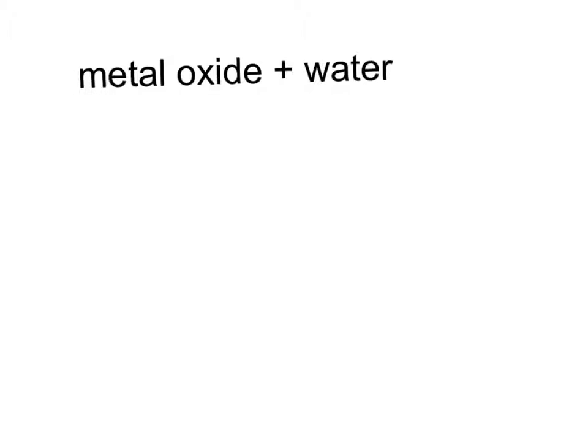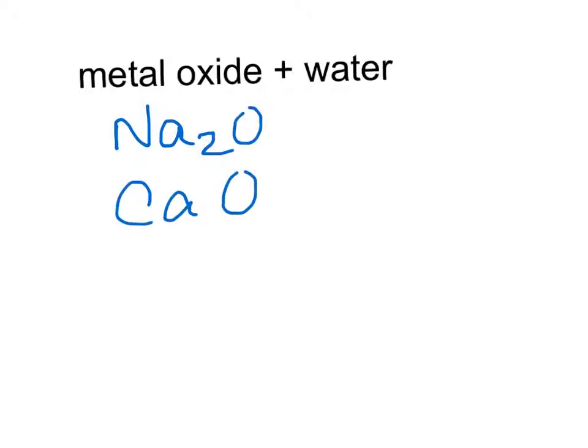The second type of synthesis reaction where you're going to form one compound is a metal oxide plus water. So a metal oxide is any positive ion combined with oxygen. Remember, the metals are on the left side of the periodic table. The alkali metals, the alkaline earth metals, the transition metals. So a metal oxide might be Na2O, it might be calcium oxide, it might be a copper oxide. Anything with a metal and oxygen plus water will be this type of reaction.